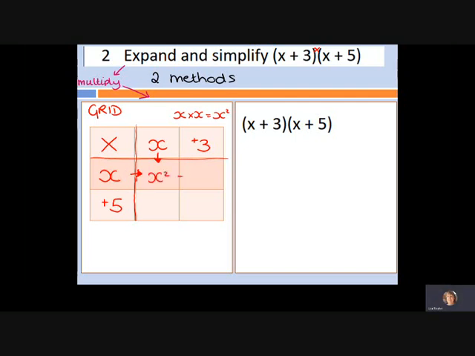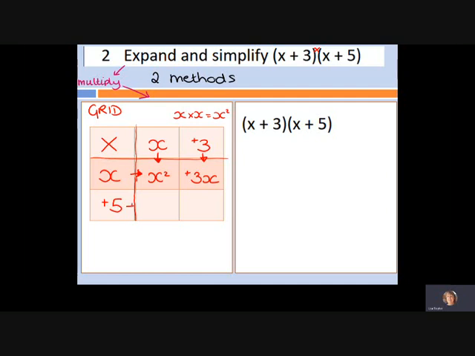So we'll move across to this box here, and we'll work down here. So this is where we have x times 3. So x times 3 is 3x. It is a positive 3x because it's a positive 3. And that will help when we take it out of the box and put it in a straight line.